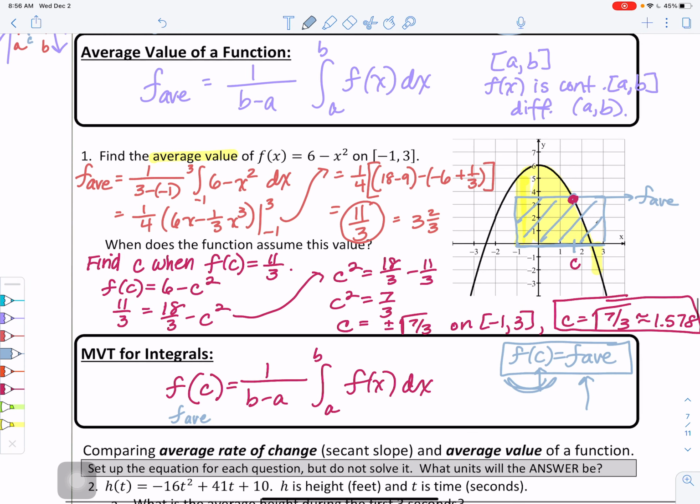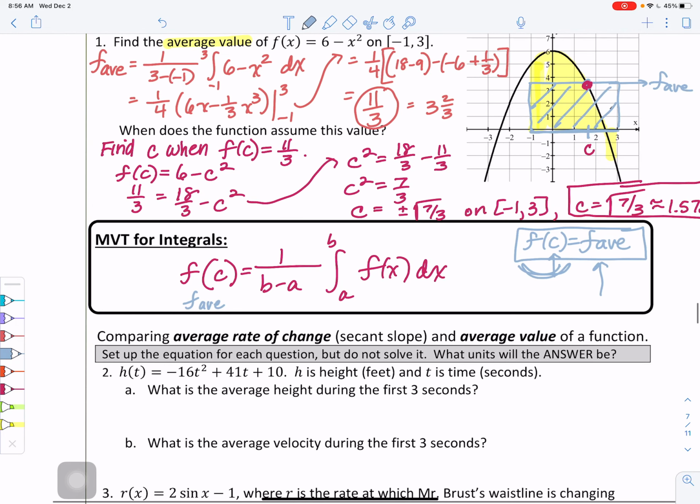Again, on a, b, f of x is continuous on closed and differentiable on open, and I'll go ahead and just leave that there. And then remember that c is somewhere between a and b.